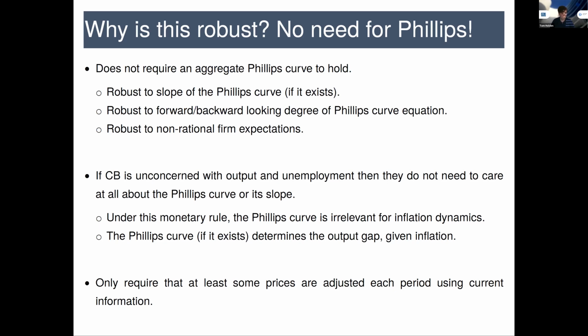So what do we require? We do need one thing about price setting, and that's that at least some prices are adjusted each period using current information. If all prices were set one period in advance, then clearly there's nothing the central bank could do to influence the price level today. So there has to be at least some prices which adjust each period. But any standard model of price adjustment frictions will have some firms adjusting prices each period.